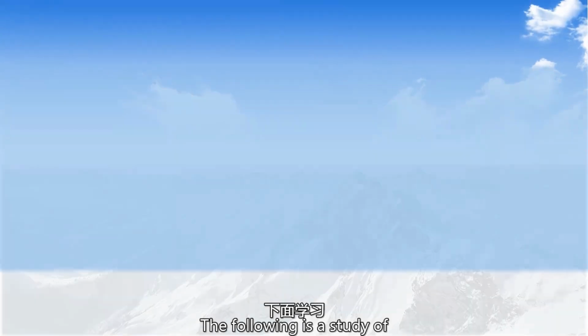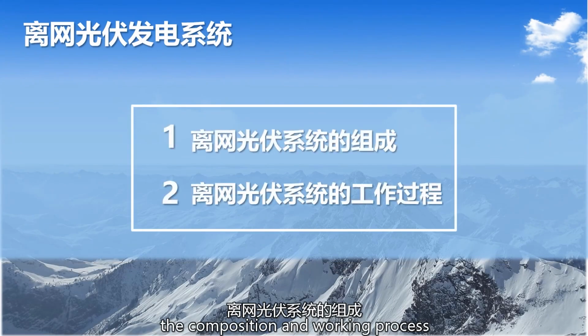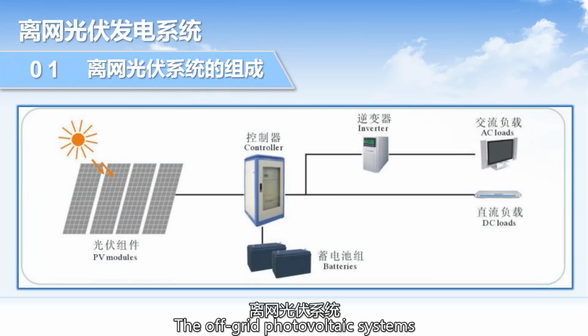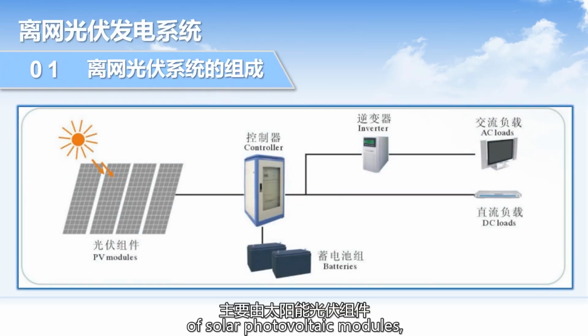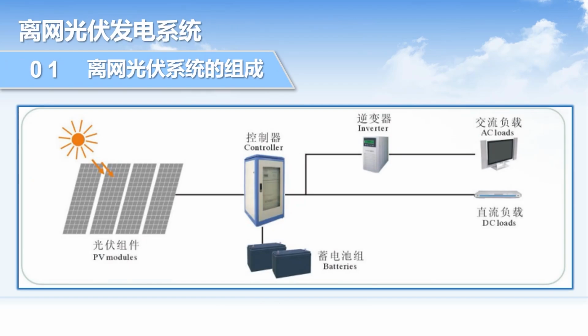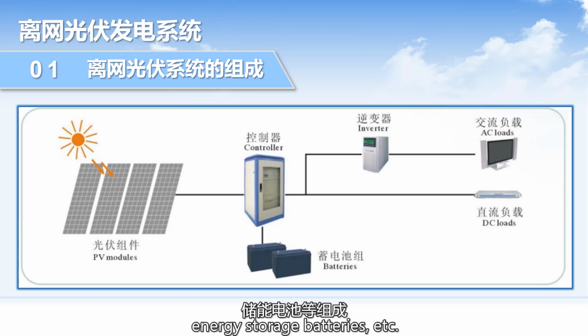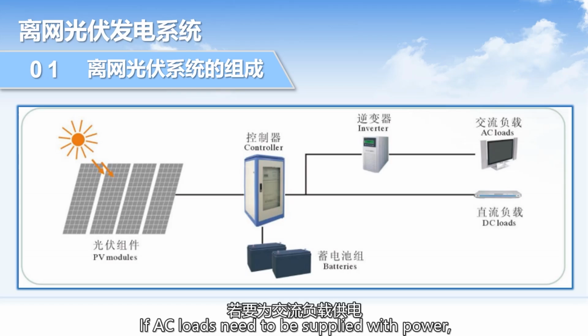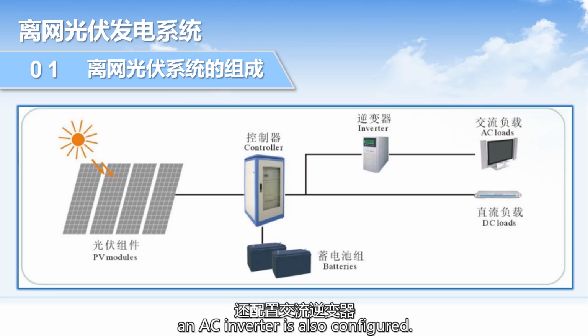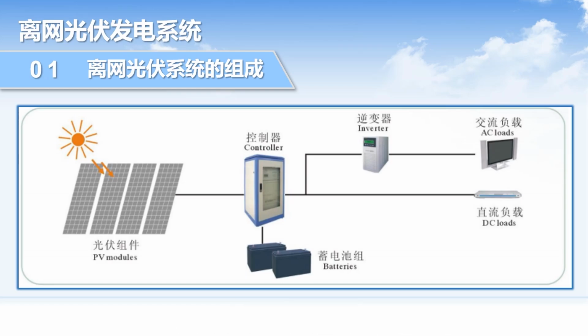The following is a study of the composition and working process of off-grid photovoltaic systems. The off-grid photovoltaic systems are mainly composed of solar photovoltaic modules, photovoltaic controllers, energy storage batteries, etc. If AC loads need to be supplied with power, an AC inverter is also configured.